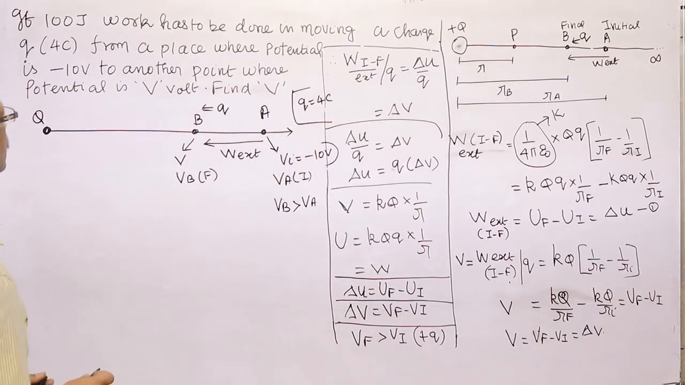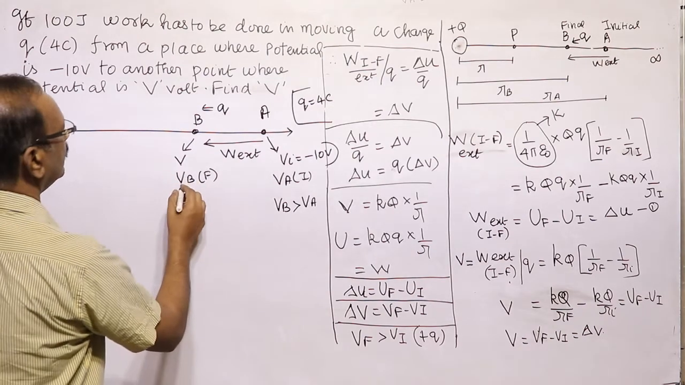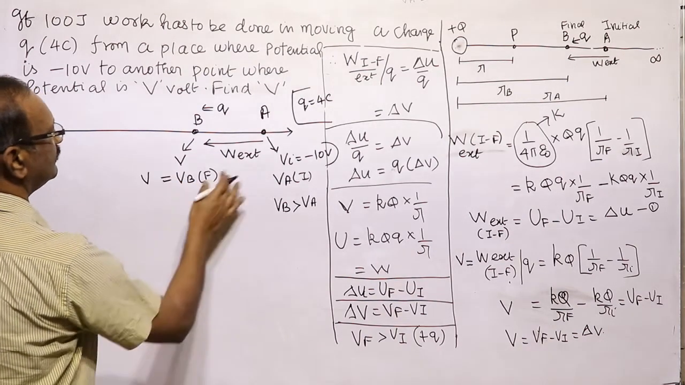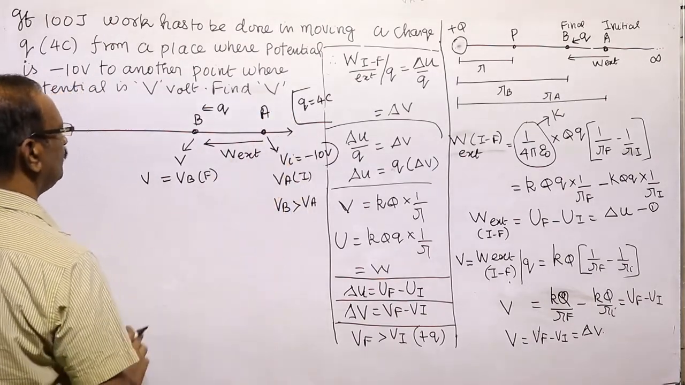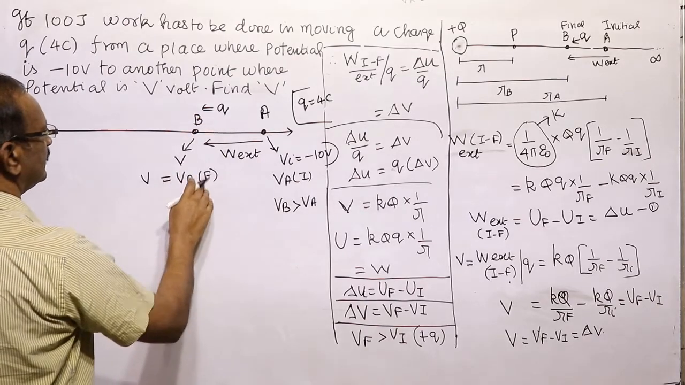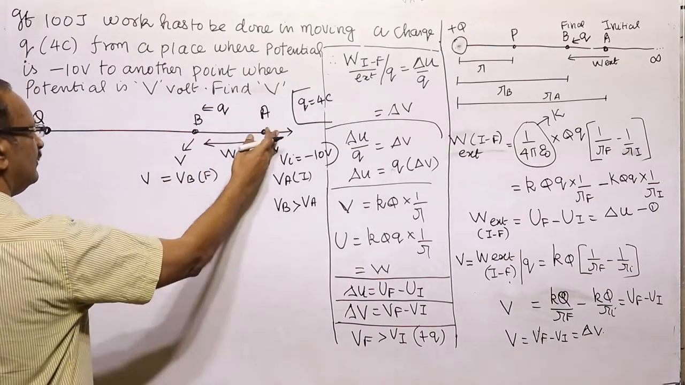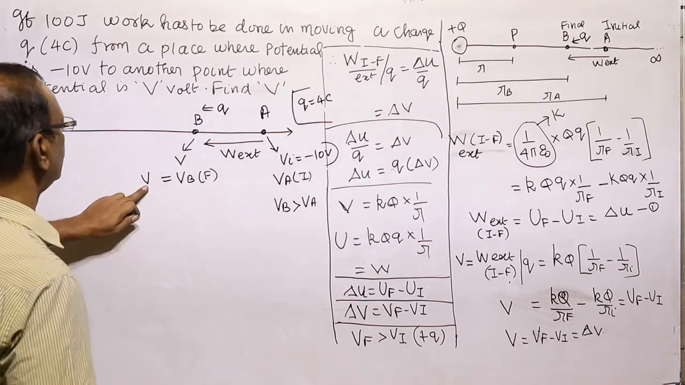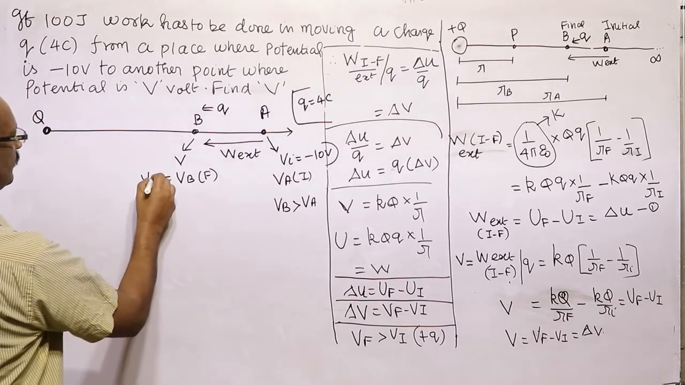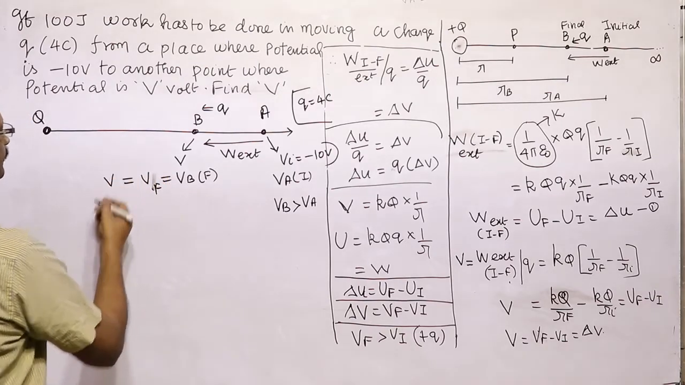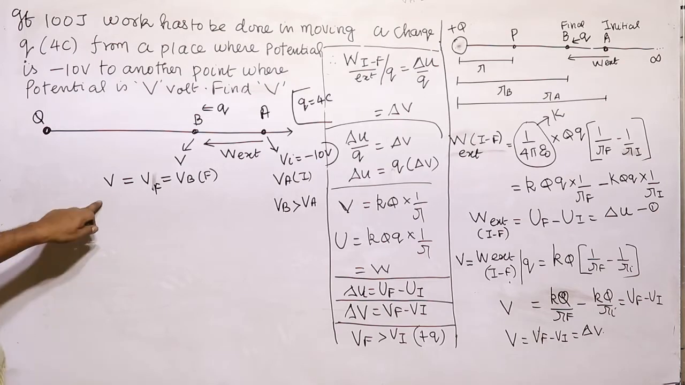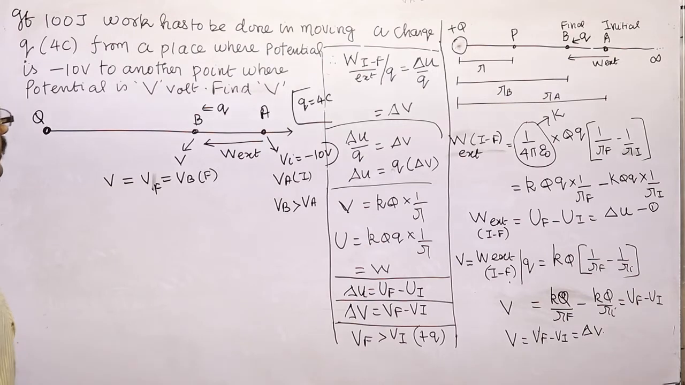So what we are required to find is the potential V. We have to find V at this point. Here the initial potential, that is the potential at A, is equal to minus 10 volt, and this is the potential at B, the final point. From here to here the work is done. So the potential at the final point, VB, is V final, which is given here as V. So what we have to do?